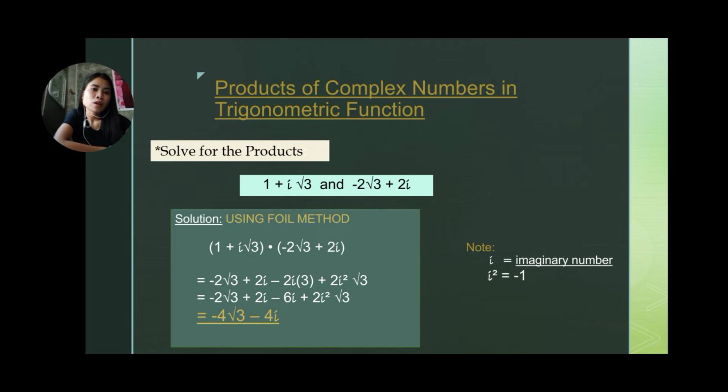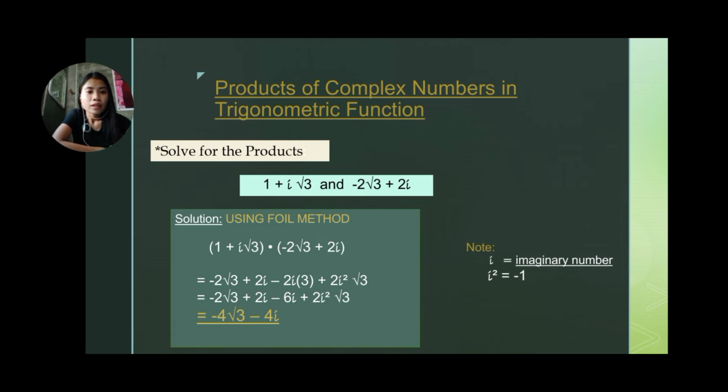Solve for the product of 1 plus i square root of 3 and negative 2 square root of 3 plus 2i. Note that i is an imaginary number. So using the FOIL method to multiply complex numbers in rectangular form, we find the product of the quantity 1 plus i square root of 3 and the quantity negative 2 square root of 3 plus 2i as follows.